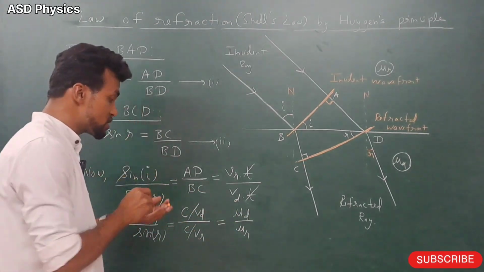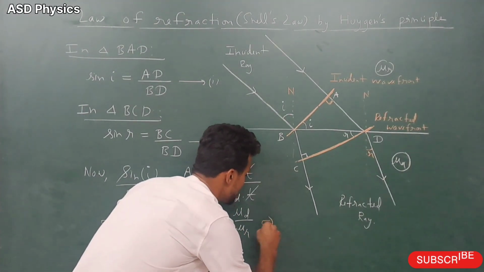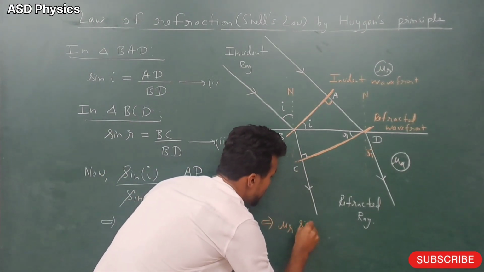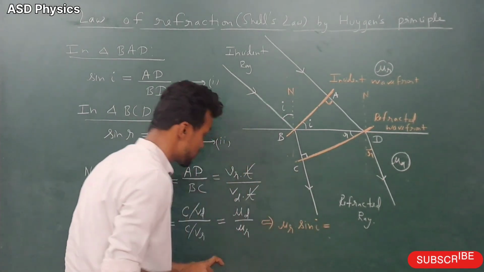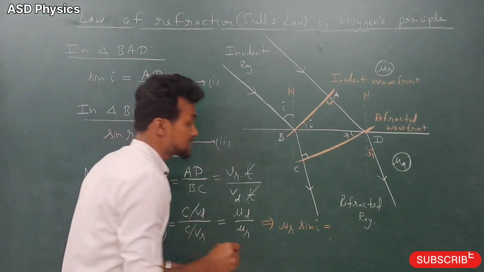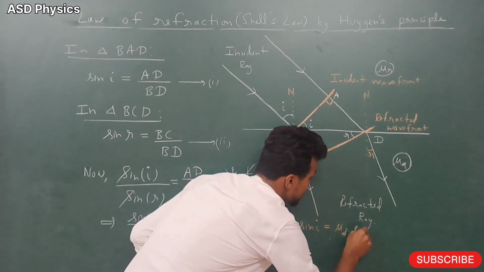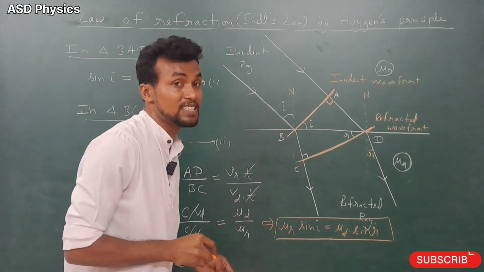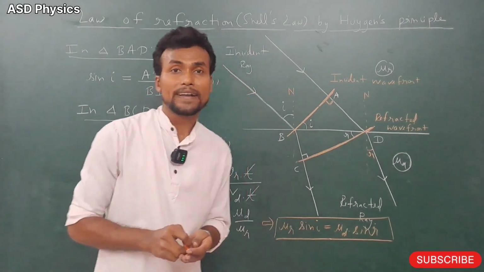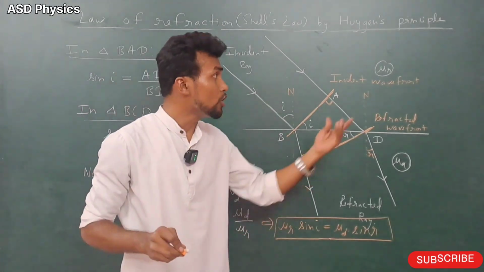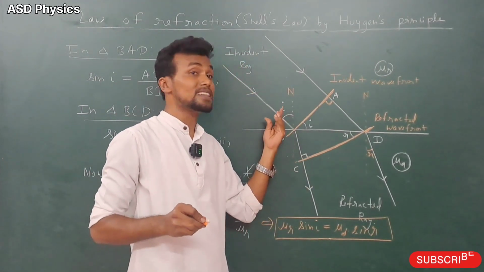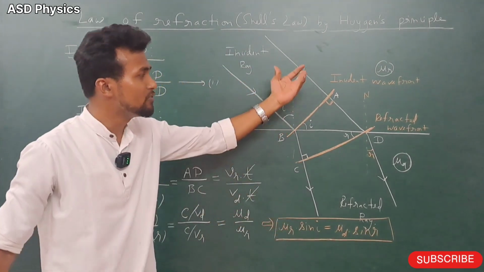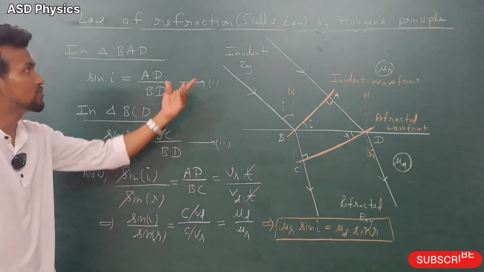Just do the cross multiplication, my dear students. So what will this become here? See please, cross multiplication: mu R into sin I is equal to mu D into sin R. And here, my dear students, what is this? This is Snell's law. So what is Snell's law? The product of refractive index and the corresponding sine of angle should always be constant. Is it? So see here, in a very easy way, we have proved Snell's law.